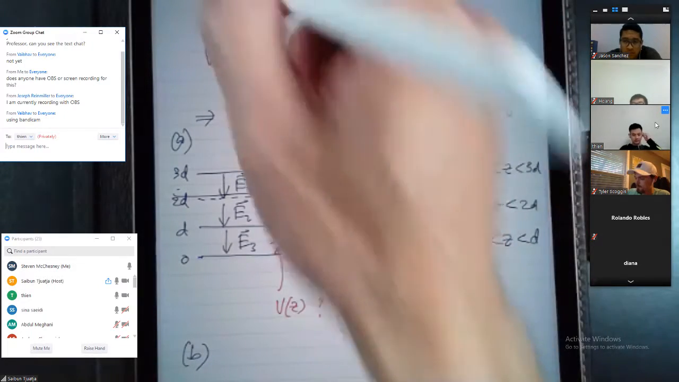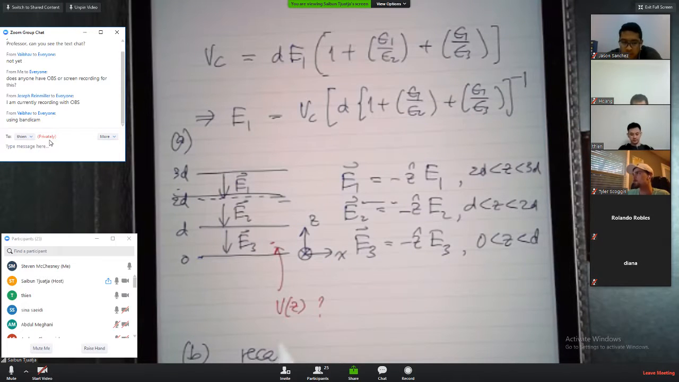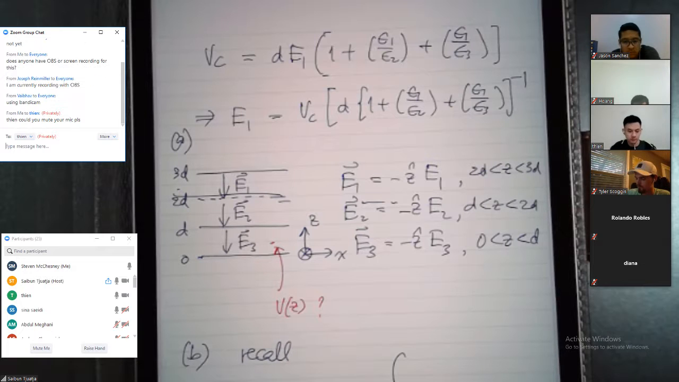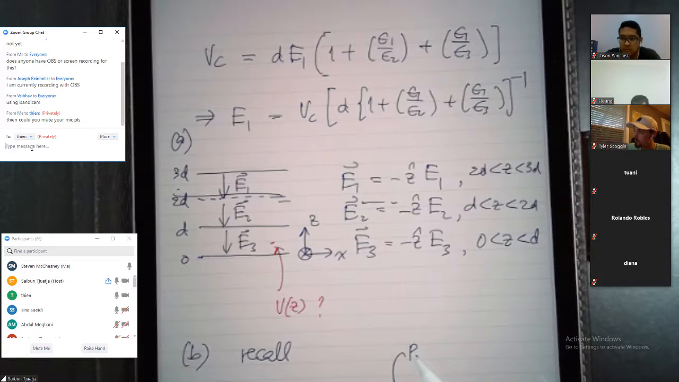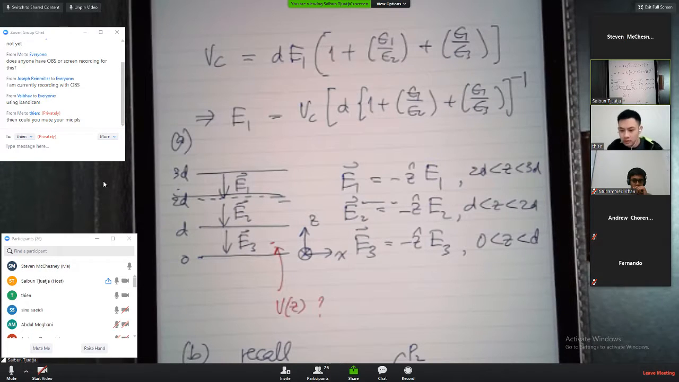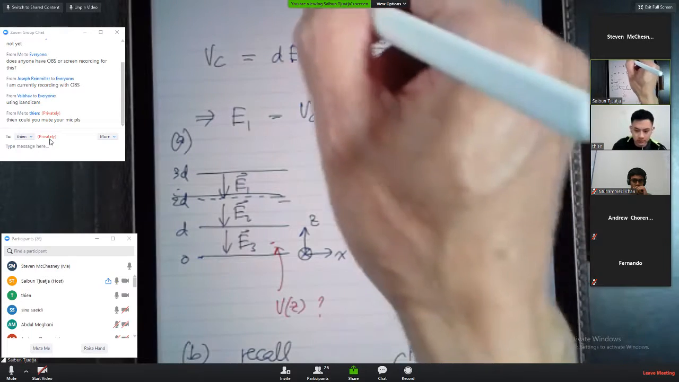So let me write down, recall V1 minus V2, right? Equal to the integral from the first location, let's call this P1, to P2, right? Negative of that, E dot with dl, right? Remember that? From 1 to 2 is, sorry, so this then becomes something missing.